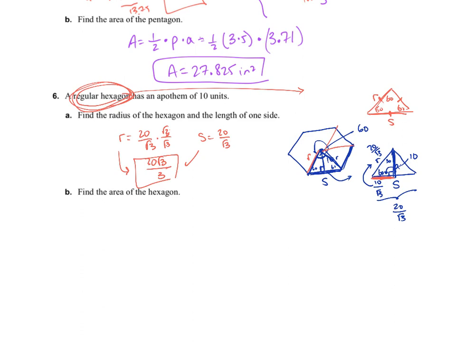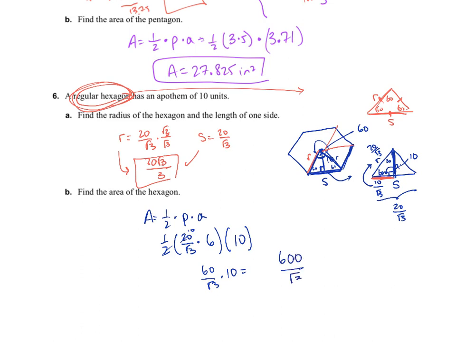All right, now we have to find the area. So to find the area, we have 1/2 times the perimeter times the apothem. We know that the side length is going to be 20 over root 3, and I have 6 of those, and then I was told the apothem was 10. So let's work all this out. This reduces out to be 10, so I'll get 60 over root 3 times my 10, so this will be 600 divided by the square root 3.